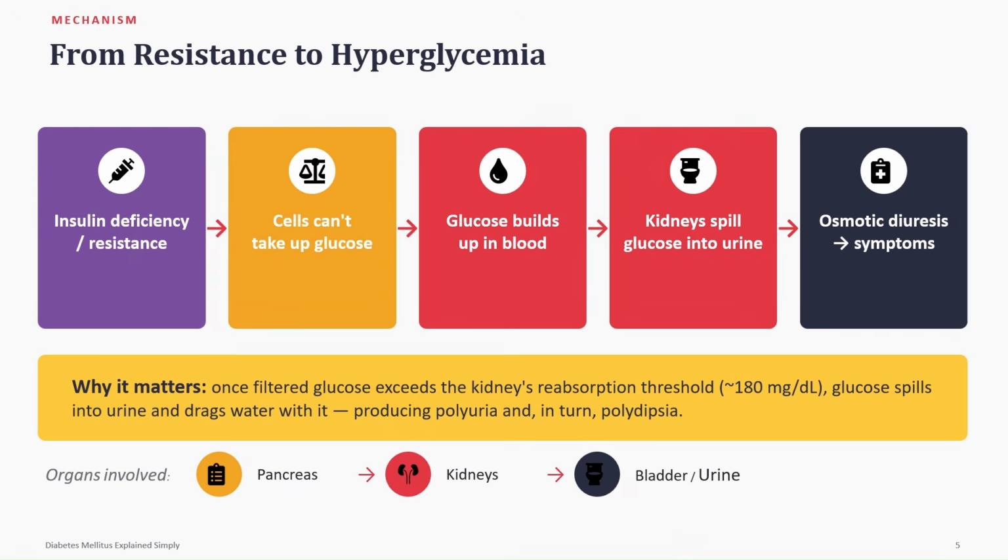Now let's connect everything together. Whether it's type 1 or type 2, glucose cannot enter cells effectively. So glucose starts accumulating in the blood. The kidneys try to remove this excess glucose, but then glucose pulls water with it. This is what causes excessive urination called polyuria. As the body loses water, the patient becomes thirsty. This causes polydipsia. At the same time, cells are starving because they cannot access glucose, so the patient starts feeling hungry all the time. This is called polyphagia. And just like that, we've described the famous diabetic triad.